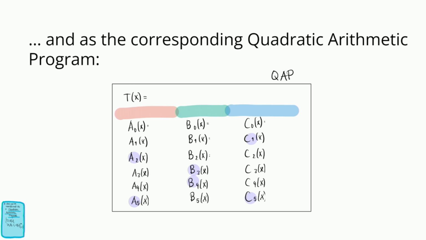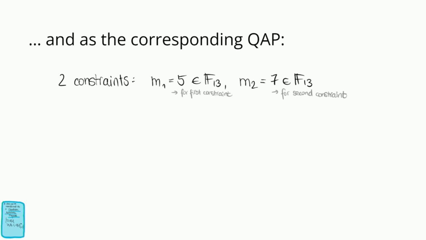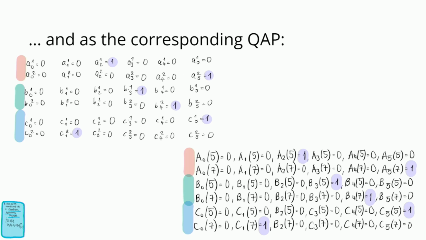Okay, so I want to go a little bit into this. Since we have two constraints, we are picking two arbitrary but invertible and distinct numbers from our field F13. So we're picking 5 and 7. Then we can generate a target polynomial for two constraints. In the end, it will be x to the power of 2 plus x plus 9. And then we're generating the corresponding QAP.